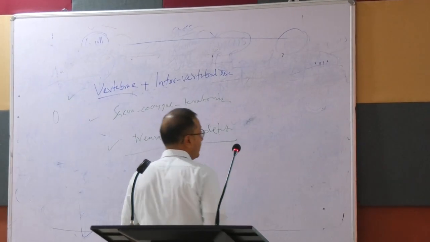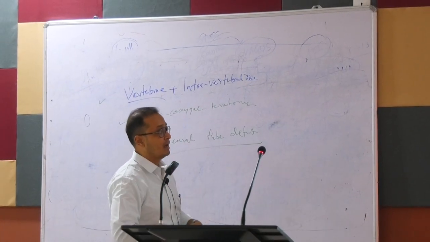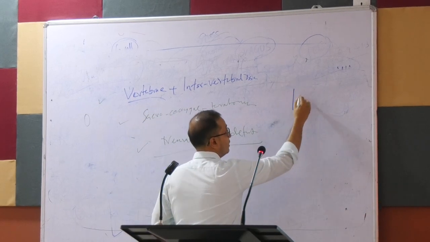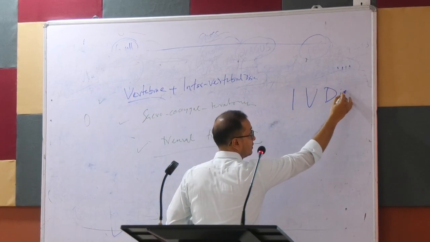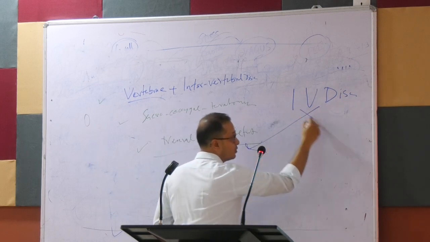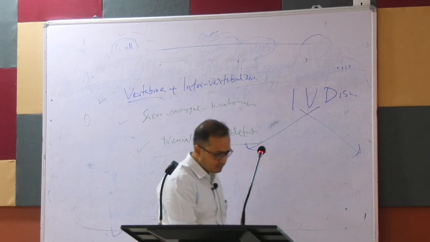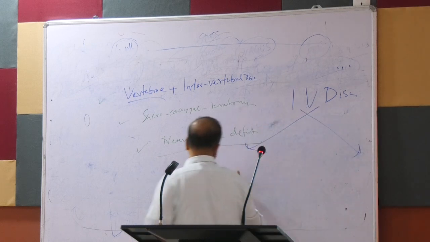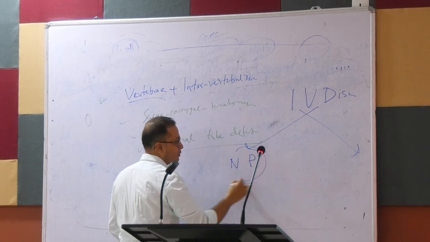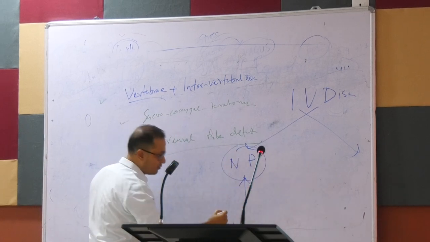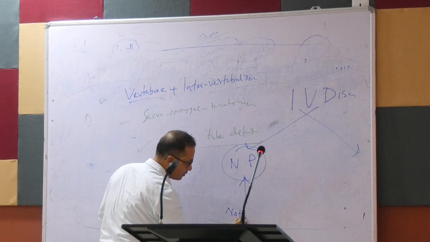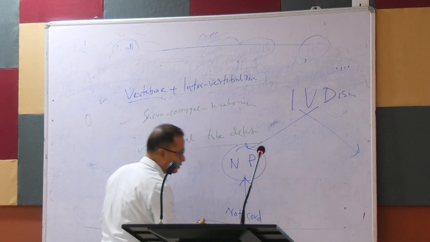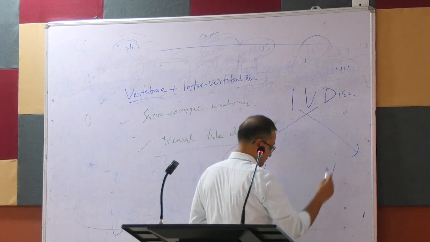So we have these particular areas of the intervertebral disc, IV disc, which has two components, nucleus pulposus and annulus fibrosus, and you have to know the source of it. So the nucleus pulposus is coming from the notochord, and annulus fibrosus.